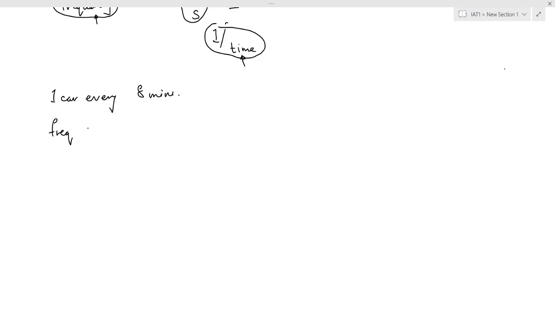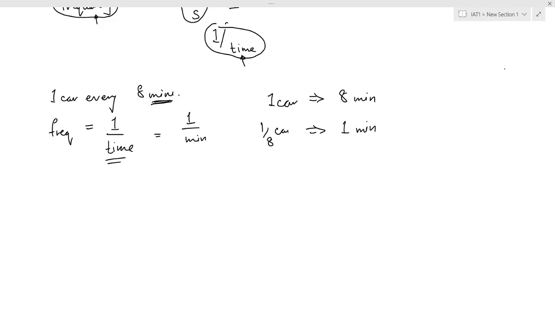What is the unit of frequency? What did I just tell you? The unit of frequency is 1 divided by some form of time. In our case, the time is given in minutes, so our frequency is going to be 1 divided by minute. If one car takes 8 minutes to manufacture, how many cars are going to be manufactured in 1 minute? 1 upon 8 car. One car takes 8 minutes to manufacture, so in 1 minute, how much of a car will be manufactured?